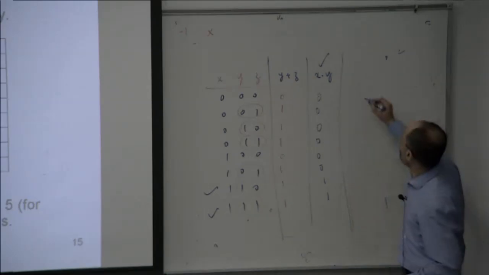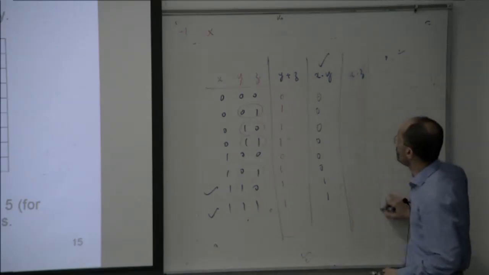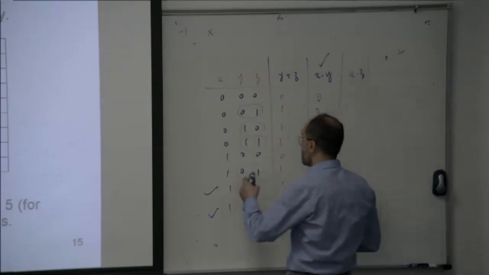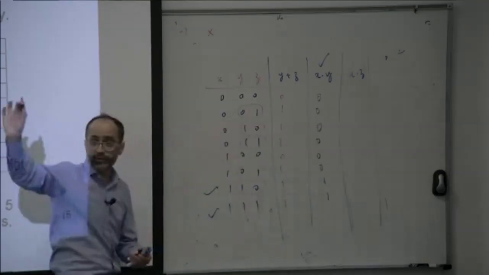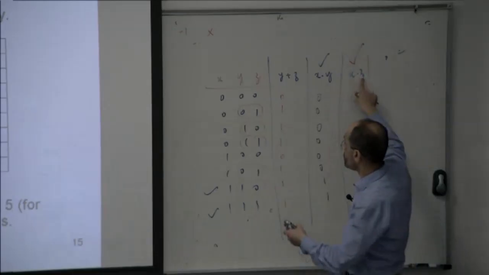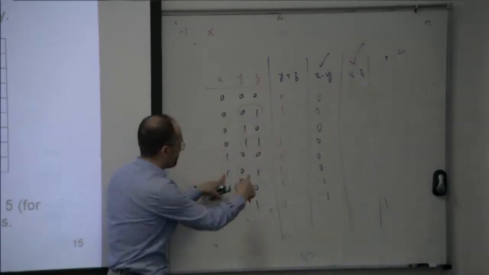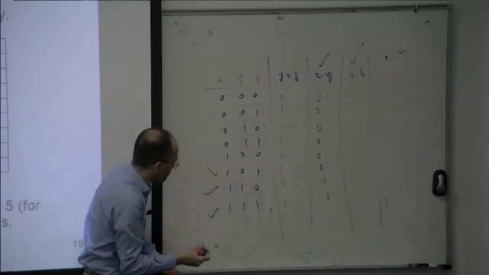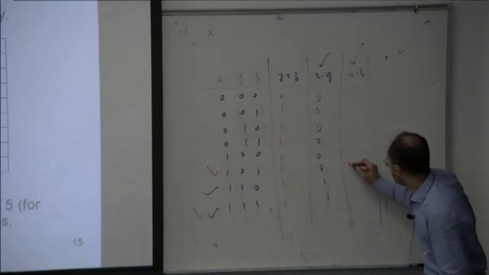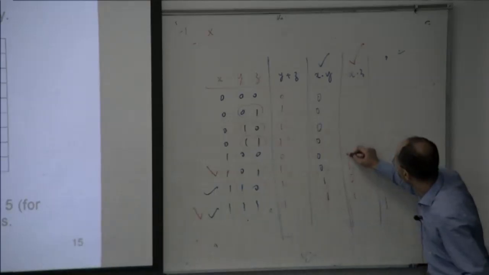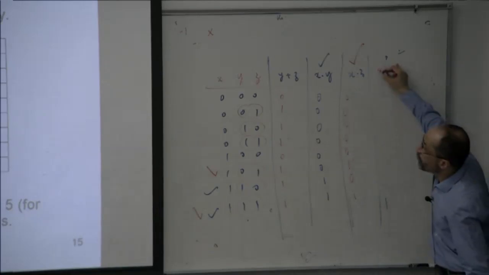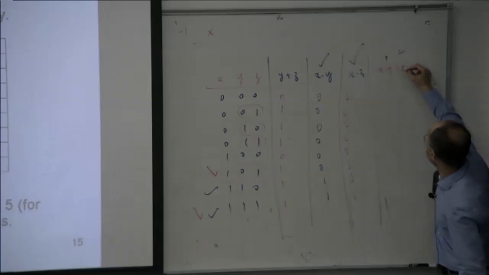Got it? Okay, now x dot z, when will it be 1? When x and z are both 1. So I can use the red here, and then the last one, these two. In this case, it will be 1 here, and 1 here, and all of the remaining combinations are 0. And then x dot y plus x dot z.